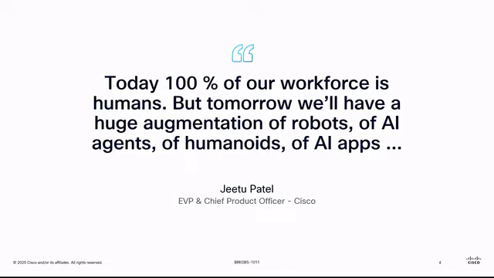But tomorrow we'll have a huge augmentation of robots, of AI agents, of humanoids, of AI apps. It was just at RSA in April. Okay, so what does this mean for us, right? And maybe I might pose that question to Vedant. Vedant, what do you think? What does this mean for observability, for DevOps, SREs, practitioners?